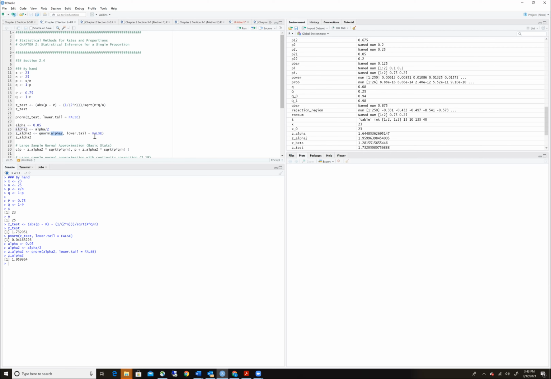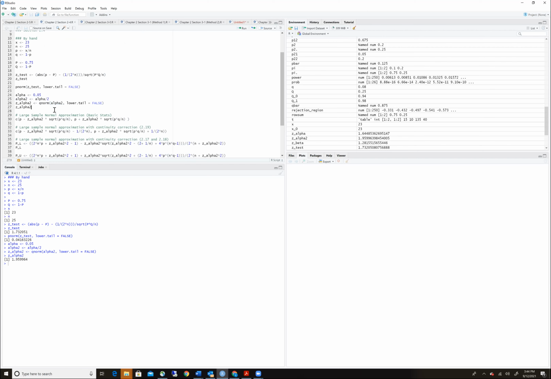Lower tail equals false. I was telling it, give me the z-score where you give me the top 2.5th percentile, the z-score associated with the top 0.025 area. That will give me the positive z-score. If I wanted the negative z-score, I could have said lower tail equals true, and it would give me negative 1.96.